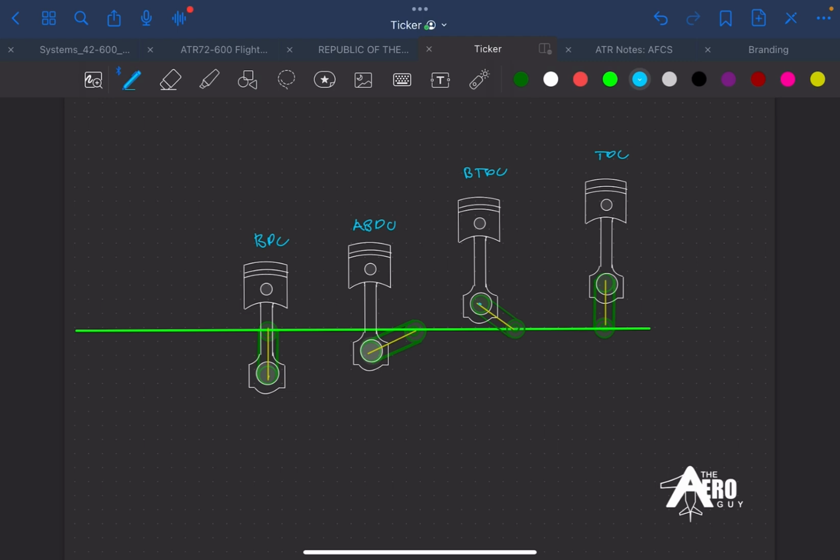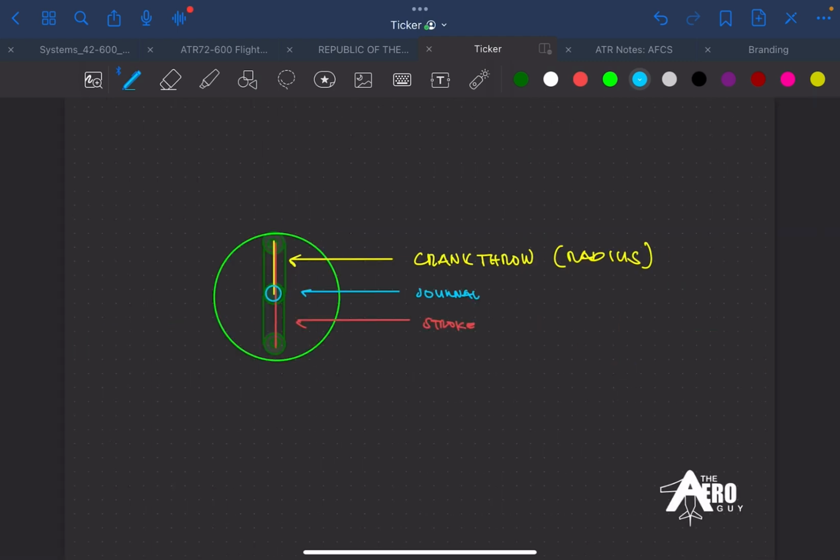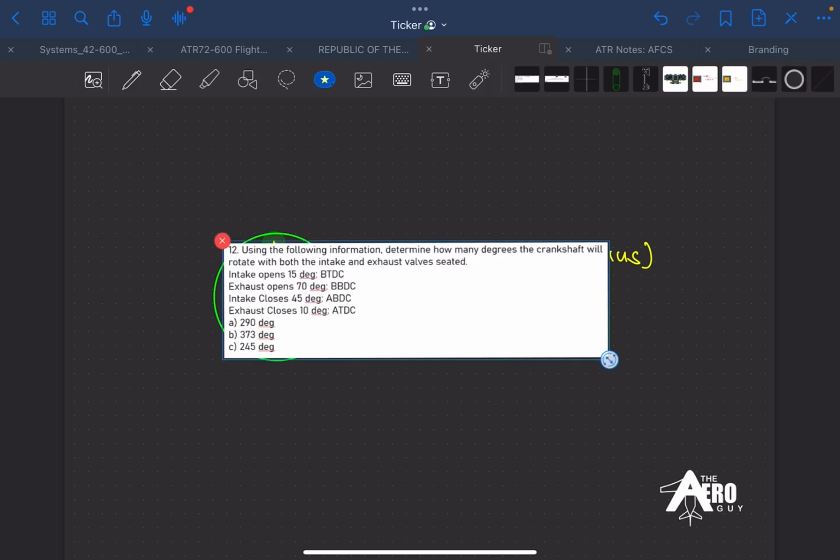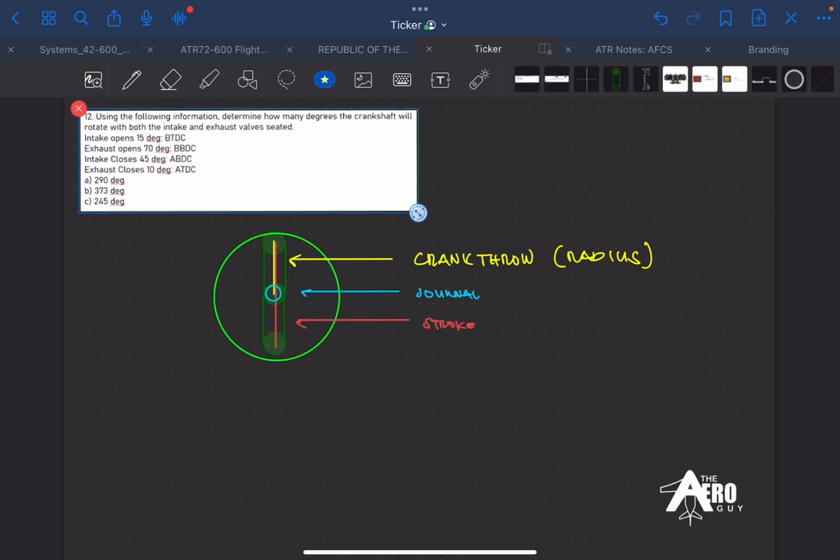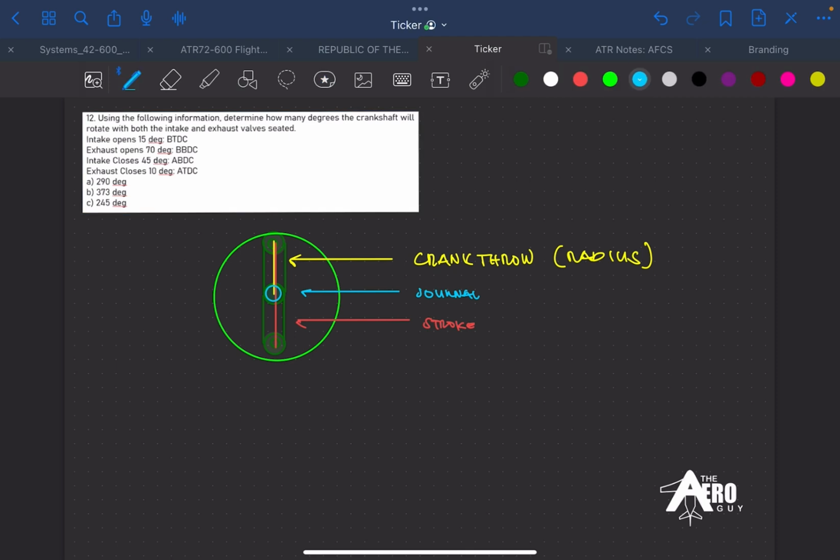Okay, so the degrees that the problem has given to us simply refer to the crankshaft rotation and the crank throw angle with respect to the vertical axis. The crank throw is basically the radius from the main journal to the crank pin journal, and twice the crank throw is your stroke. Again, the center is your main journal.